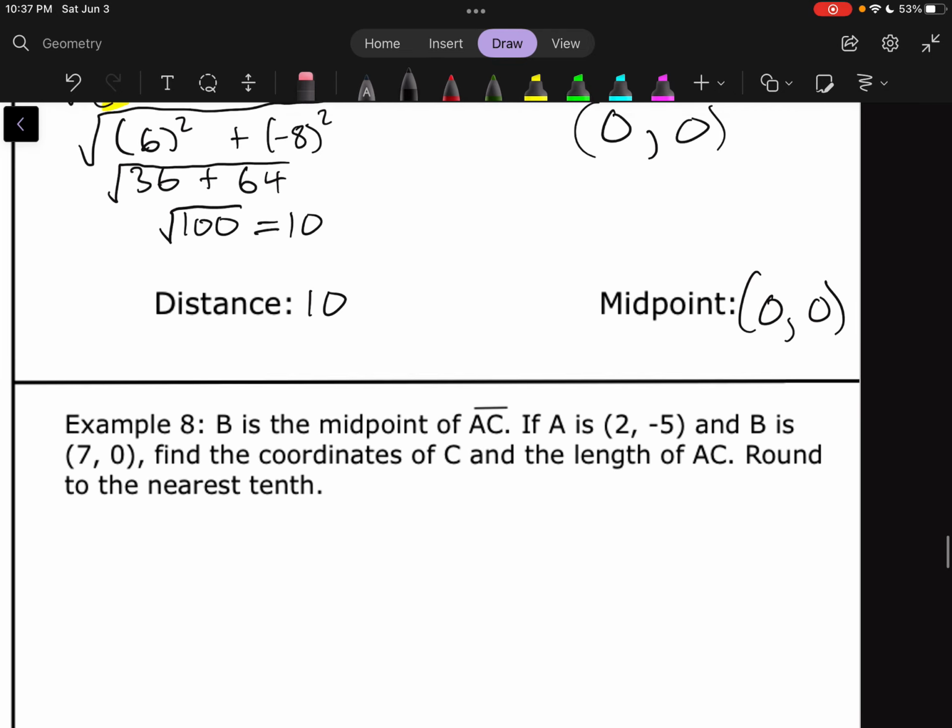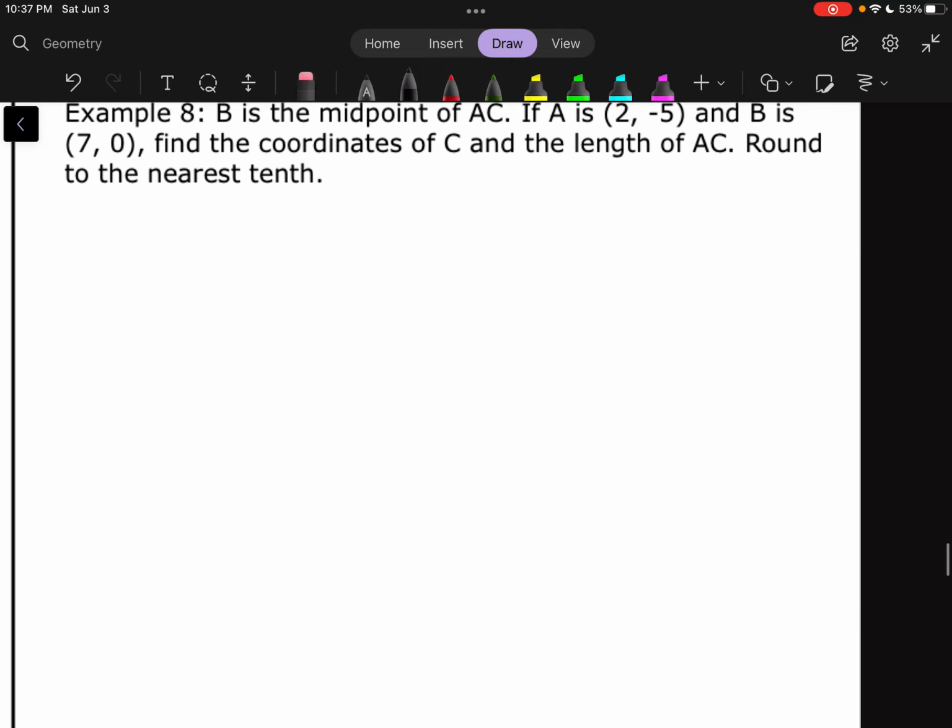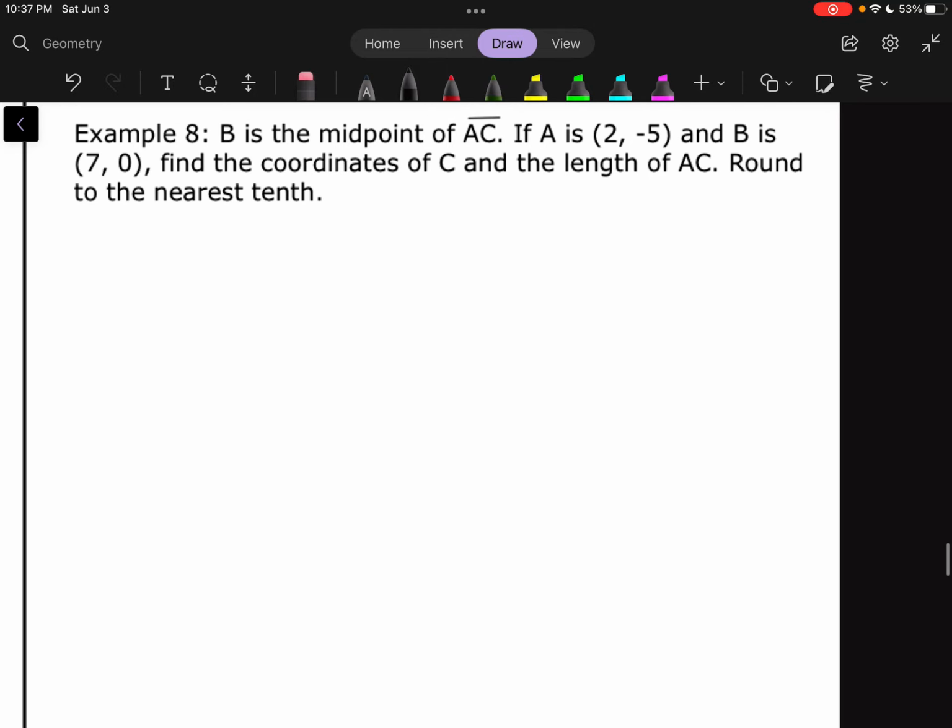Okay, and example 8. B is the midpoint of AC. A is there, B is there. Find the coordinate C and the length of AC. Round to the nearest tenth. Okay, so we probably need a picture for this one. Here's A. B is the midpoint.